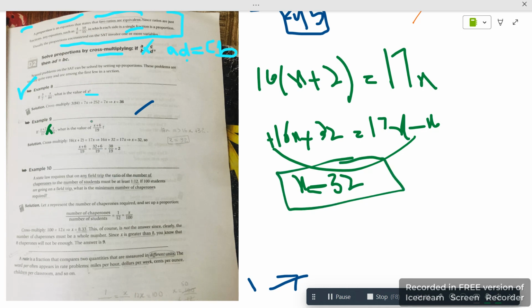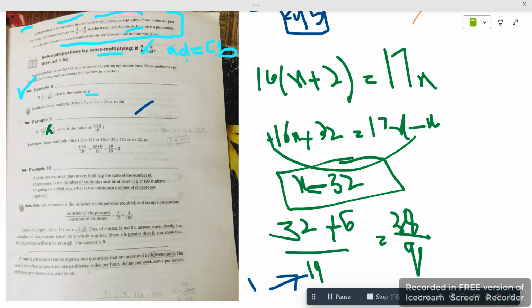Now we find the value of x plus 6 upon 19, so where there is x, put 32. This means 32 added with 6, divided by 19. 32 plus 6 will be 38 upon 19. When you divide them, you will get the answer 2, because 19 times 2 is 38. So the answer is 2.